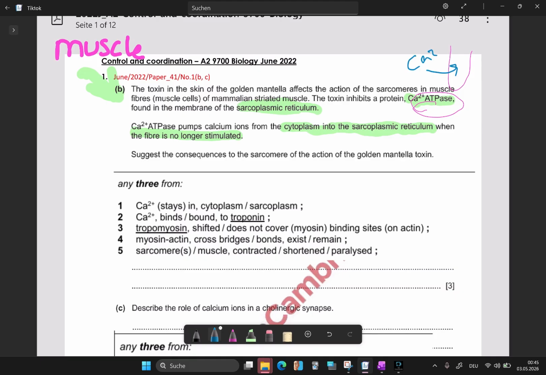Okay, so this means the calcium will stay outside and it will stay on the troponin and it will keep contracting. There will be no relaxation. Okay, so something very important you have to notice, that there's a difference between the calcium ion channels not opening and the calcium ion pump not working.